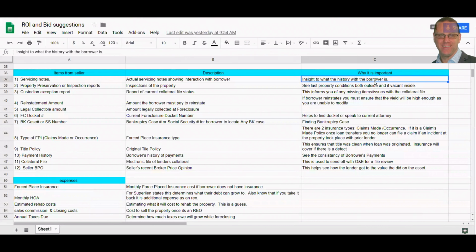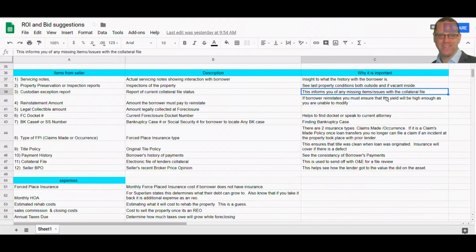Servicing notes are huge to get from the seller because they tell you what happened in the loan, what attempts have been made, what the borrower did, and what the struggles or successes of the current seller are. Property inspection or property preservation reports, if they got inside the property to preserve it, give you inside pictures and conditions. Other inspection reports may say the property is not occupied, or it is occupied and here's what's going on. Custodian reports are just a history of the current seller's knowledge of the collateral file.